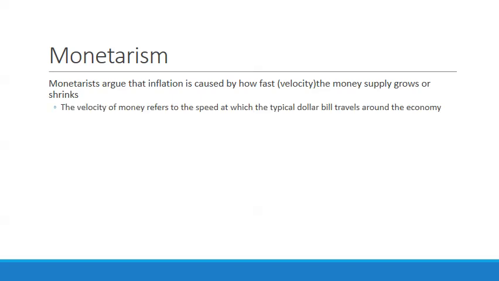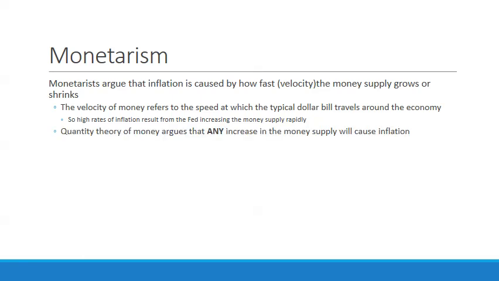So the velocity of money refers to the speed at which the typical dollar bill travels around the economy. High rates of inflation result from the Fed increasing the money supply rapidly. In other words, if the Fed makes a sudden and swift change in the supply of money, inflation is going to occur. So it doesn't matter so much that they increased it, it's rather the speed at which it occurred. The quantity theory of money argues that any increase in the money supply will cause inflation. Monetarists argue that only a rapid increase in the money supply will cause inflation.